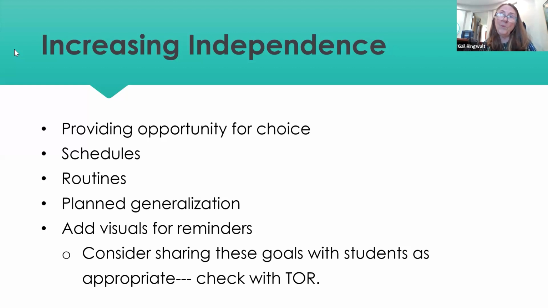But that's where paras can come in, because you see the kids in different situations and you can remind them about things that a teacher cannot. I love that story, Gail. That's awesome. Isn't that a great story?